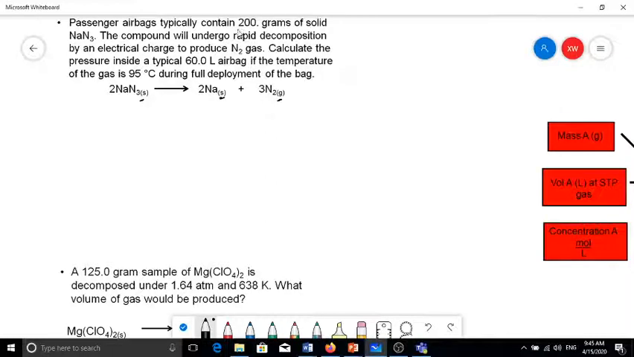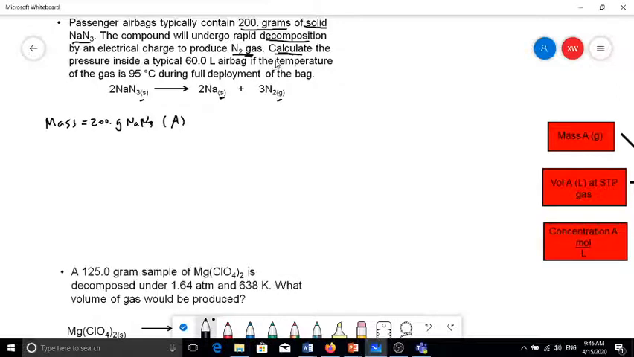So when you're given a mass number of solid NaN3, you know this is not about the gas law, but you still want to write down that number. If you're given a gram of one compound, apparently this is going to be your A. The compound will undergo rapid decomposition. Decomposition reaction usually means one molecule will be decomposed into smaller pieces, like in this one. By an electrical charge to produce nitrogen gas. Okay, so this sounds like the gas molecule has been mentioned here.